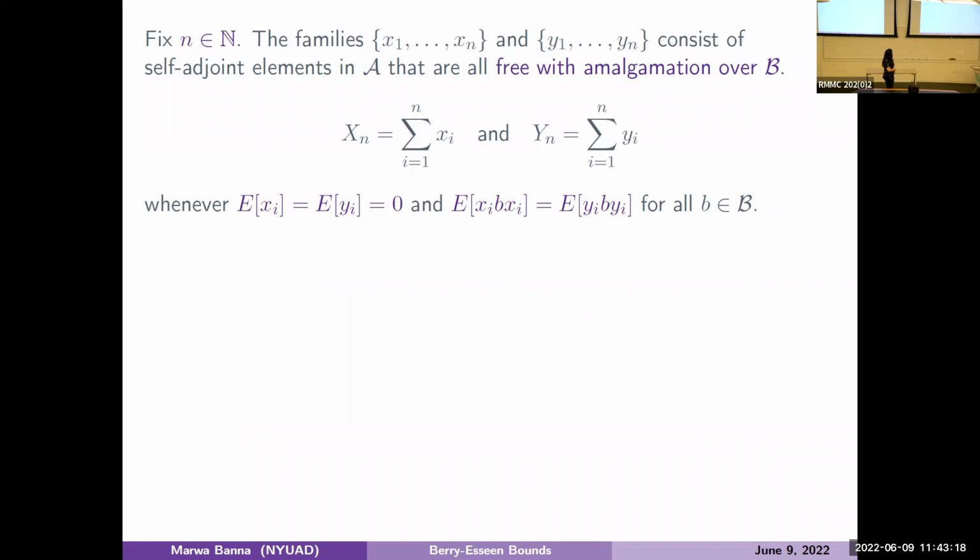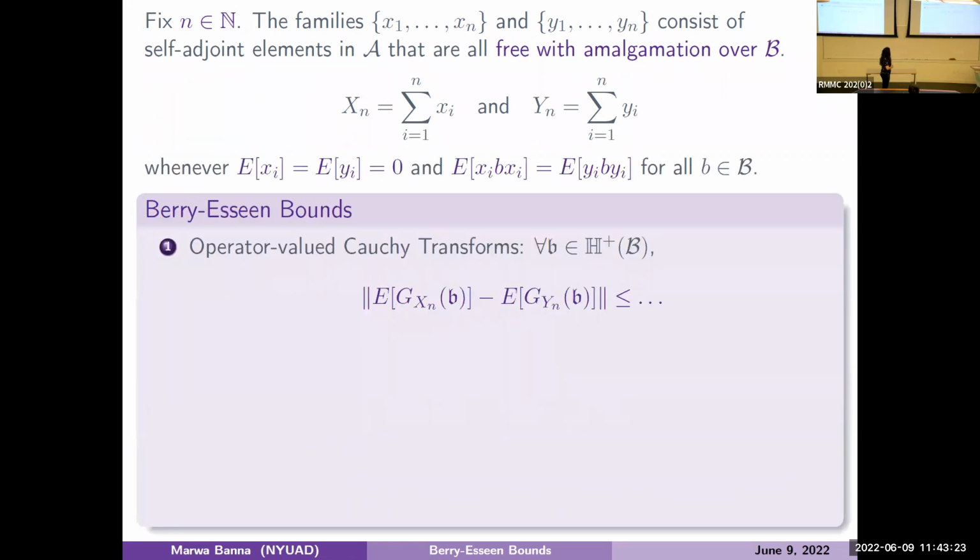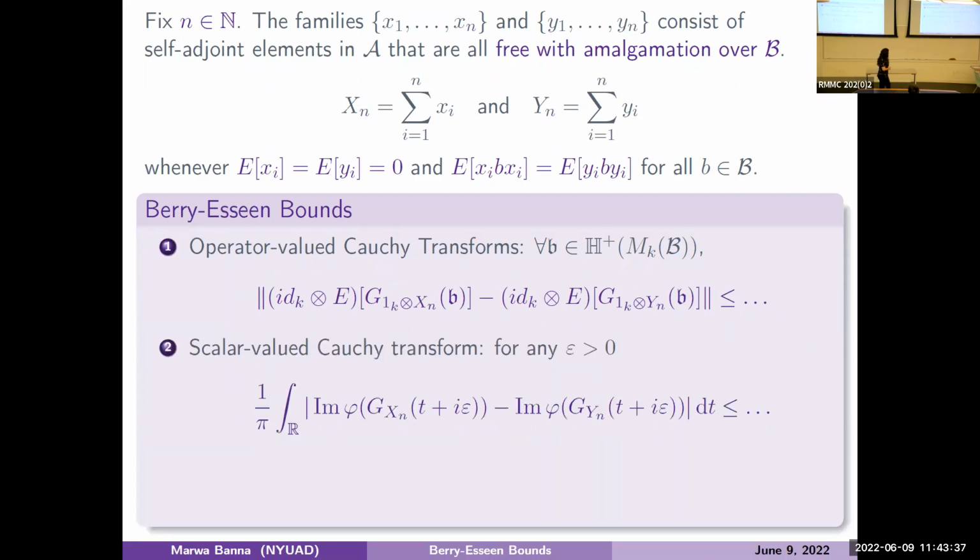Okay, so we go back to our setting. We would like to compare the distributions of these two sums. So the kind of bounds we are interested in are of the following type. We want quantitative bounds on the Cauchy transform of the difference of the two, but also on all amplifications. And we're also interested in getting bounds of this type on the scalar valued Cauchy transform. These bounds I'm going to show you later. They're going to allow us to obtain quantitative bounds on the level of the Levy distance and the Kolmogorov distance. So we have two goals: to obtain bounds of these two forms.